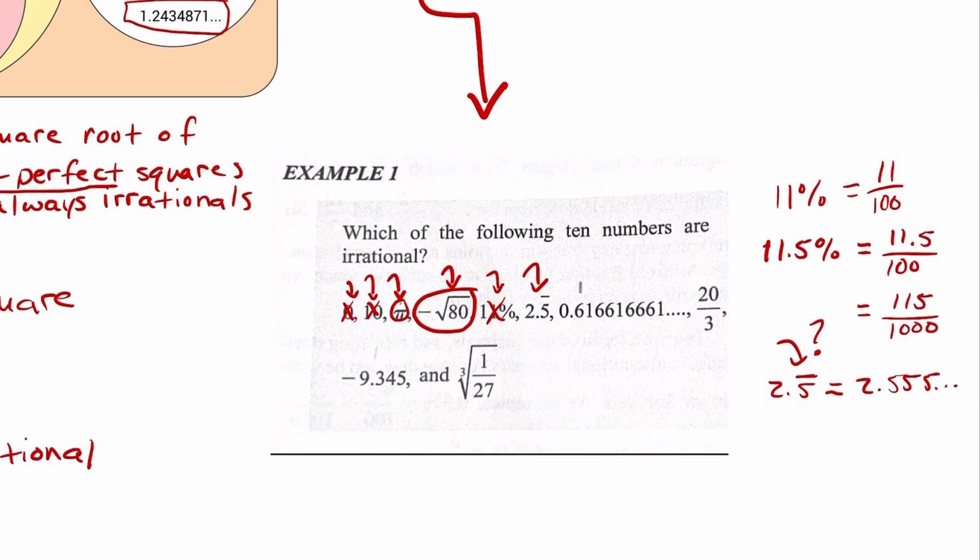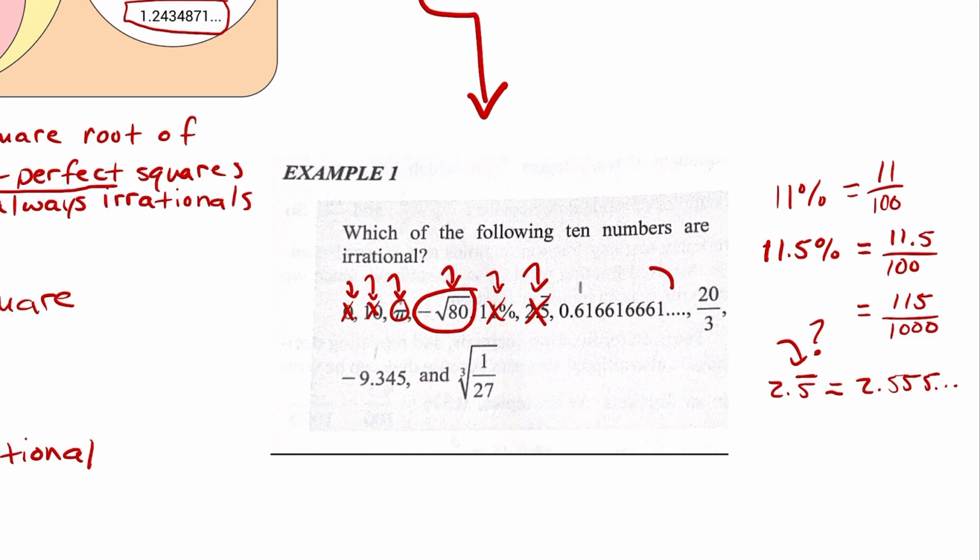2.555 repeating forever. But we don't actually put an ellipsis here because we know exactly what is going to continue to repeat. It's going to be 5 forever. And what we call this is a repeating decimal, and repeating decimals are considered rational because we can write repeating decimals as a fraction. So this one is not irrational. Good. So let's move on to this next decimal.